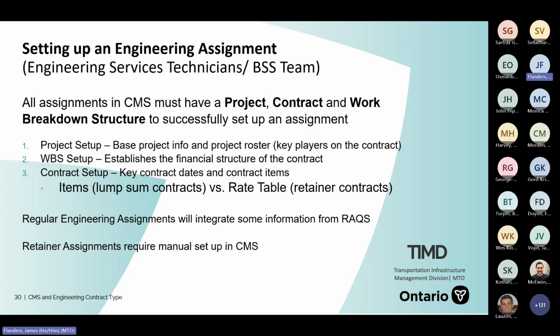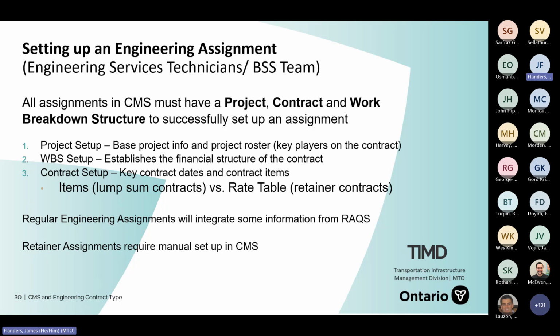So, setting up an engineering assignment. All assignments in CMS must have a project, a contract, and a work breakdown structure to be successfully set up. A project setup, so that's the base info and project roster. That's where we'd enter that information, like that screenshot I'd shown, with project number, contract number, description, etc. Work breakdown structure establishes the financial structure of the contract. And then contract setup, so contract dates and contract items.